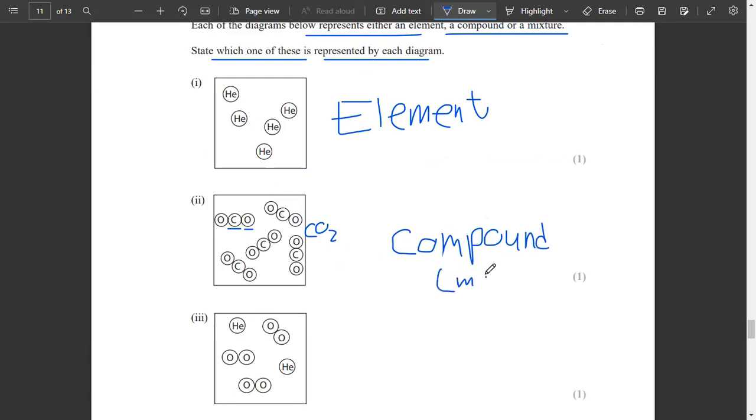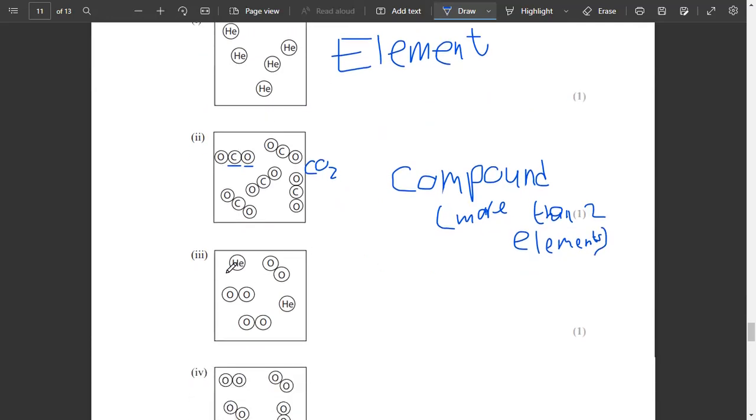This is our next chapter. But a compound is more than 2 elements. When you have more than 2 elements, you form a compound. What is this? We have He and O. We have an element and we have a compound together. Element and compound together make up a mixture.